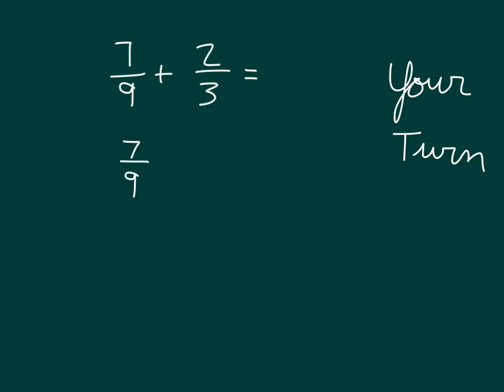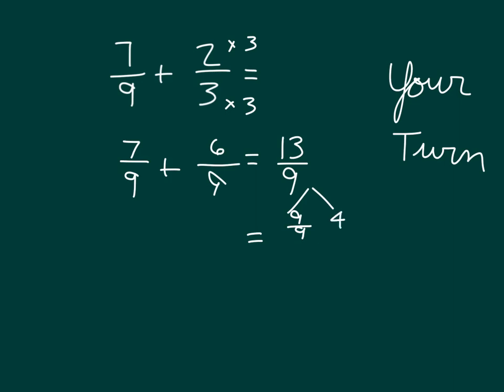Did you keep 7/9 the same? Did you decide to rename 2/3 into ninths? How many ninths would it equal? Right, 6/9. So you're working with ninths. You would have 13/9, which also equals what? Well, it breaks apart into 9/9 and 4/9, so you have 1 4/9.